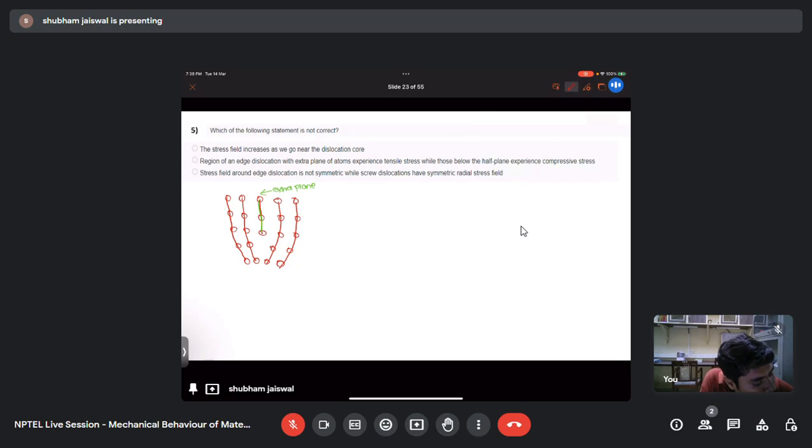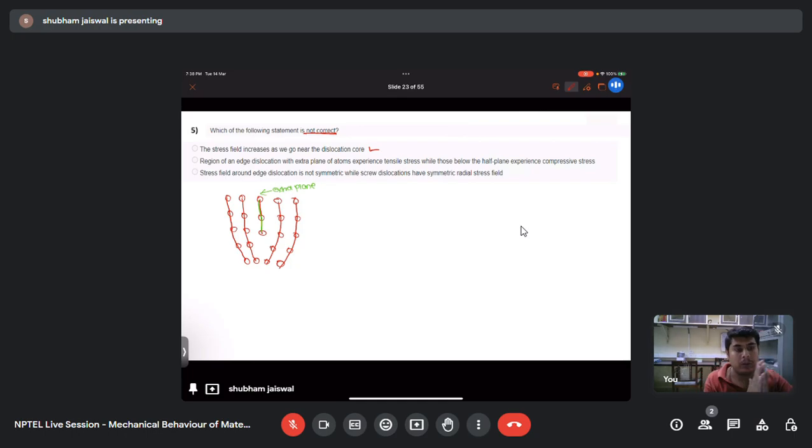And they are asking about the not correct. So this is correct. Okay. So similarly, the second is, the region of edge dislocation with extra half plane atoms experience tensile, while those below half plane experience compressive state.